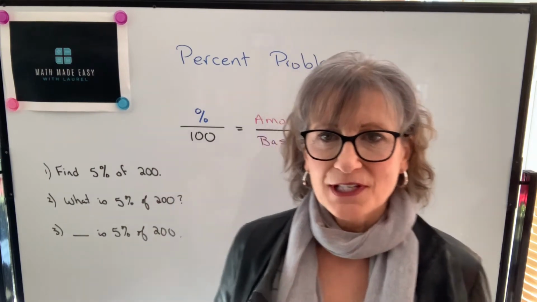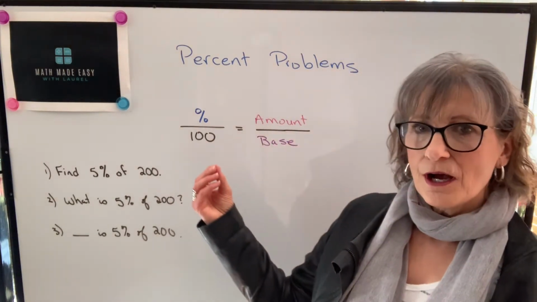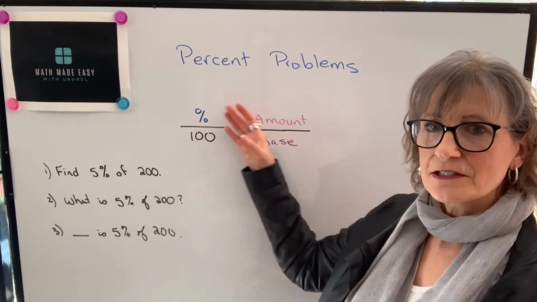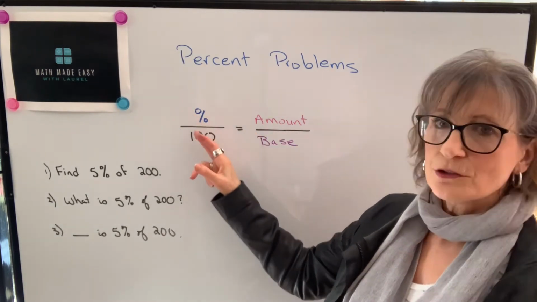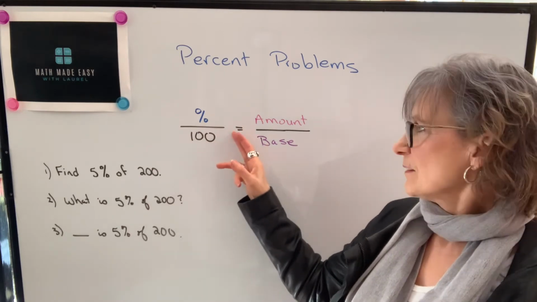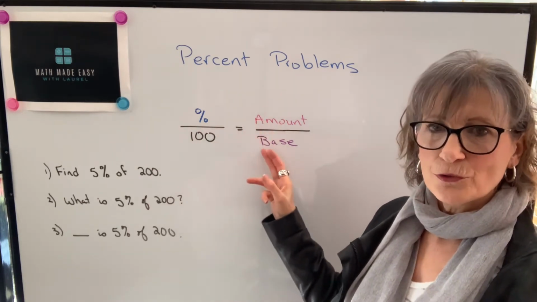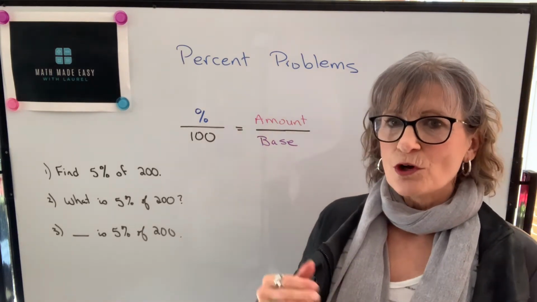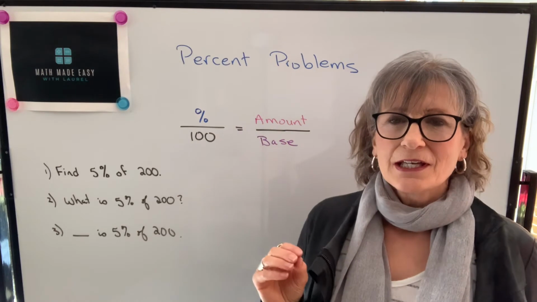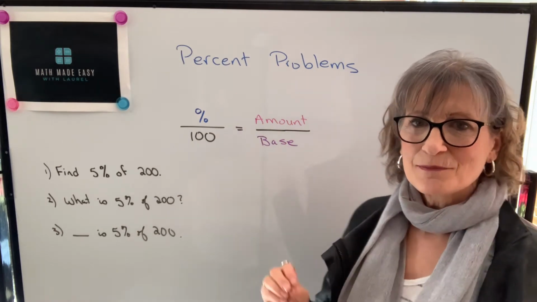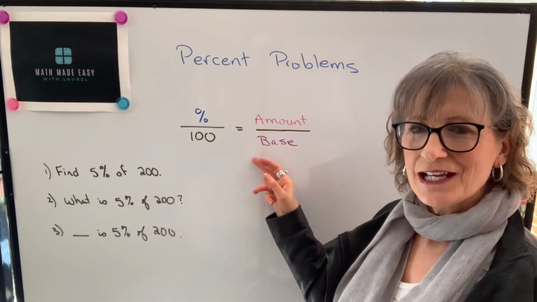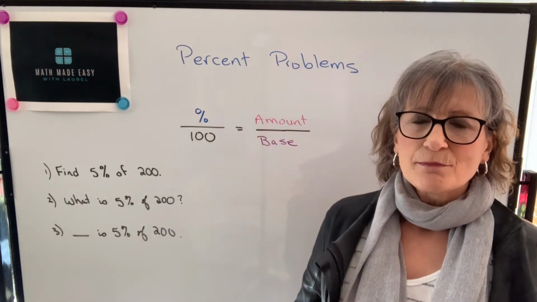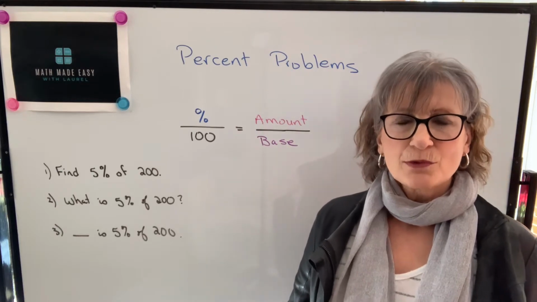When you're working with percent questions, you will at some point be able to put your values into this proportion, where percent goes over 100, and some number that I'm going to call amount goes over another number that I call base. Some textbooks will call it part and whole, but I avoid those terms because sometimes this number can be greater than this number, so it's hard to think of it as just part of that number. So I'm going to use the words amount and base, and I'm going to talk about which numbers are which.